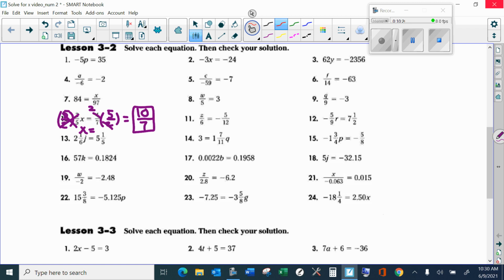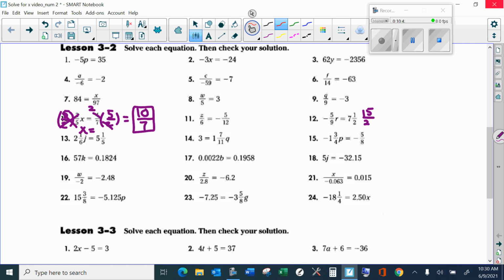11, let's say, or 12, let's say. Okay, when I have a mixed number, I'm going to change it to an improper fraction first. So 7.5 is 15 halves, right? 2 times 7 plus 1 is 15 halves equals -5/9.